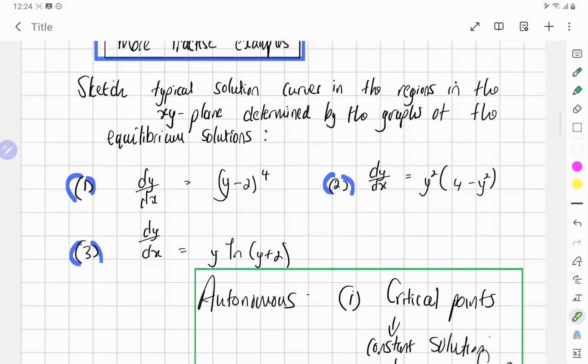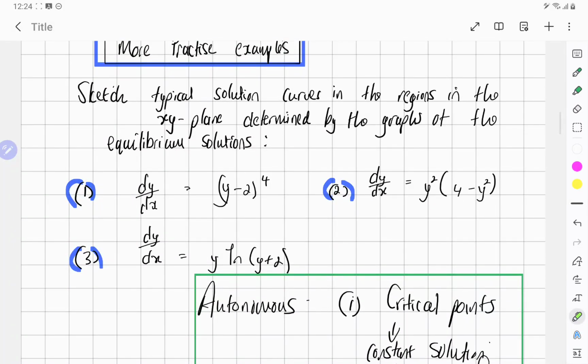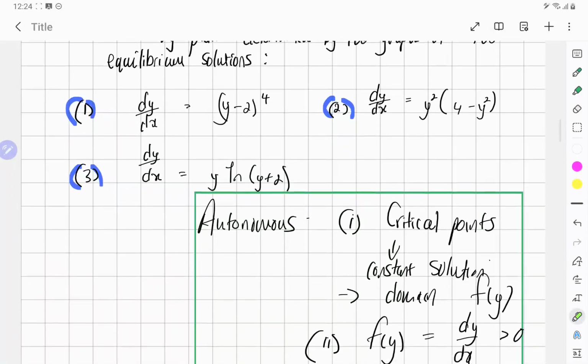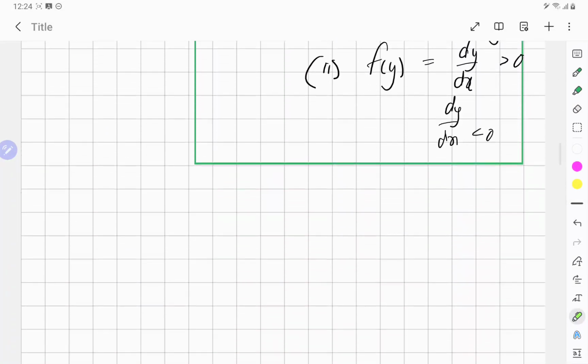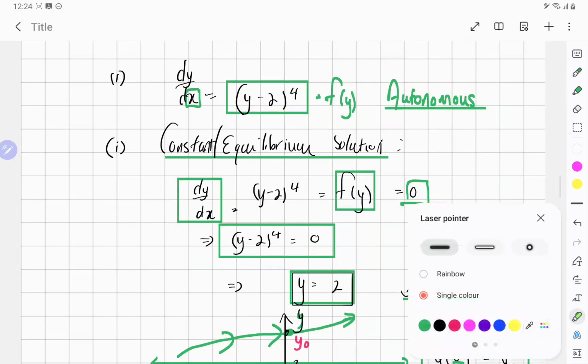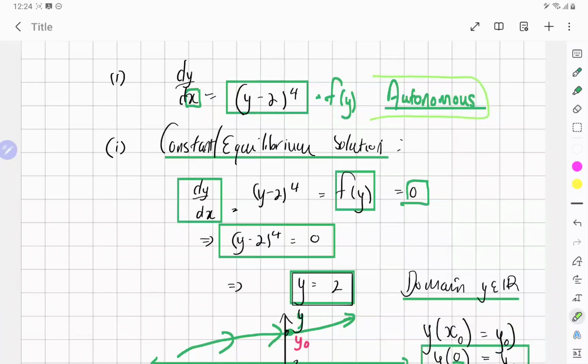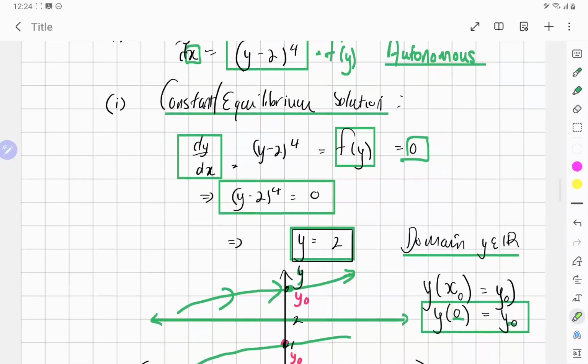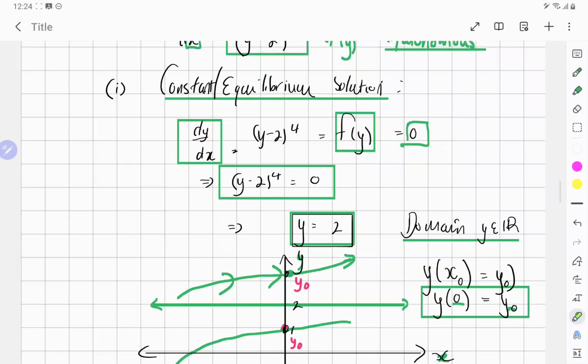So in the previous video, part 1 for autonomous, I gave you these 3 examples to do. We will focus on number 1 and number 3. For number 1, we see immediately it's autonomous since the independent variable does not appear explicitly in our equation, hence autonomous. Our first step is to find the equilibrium or constant solution.